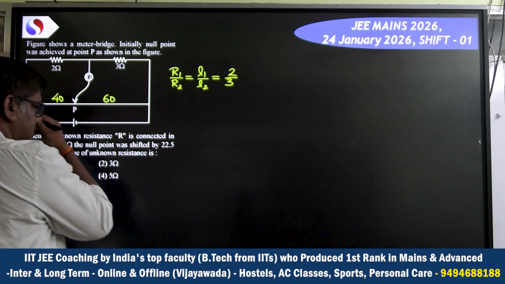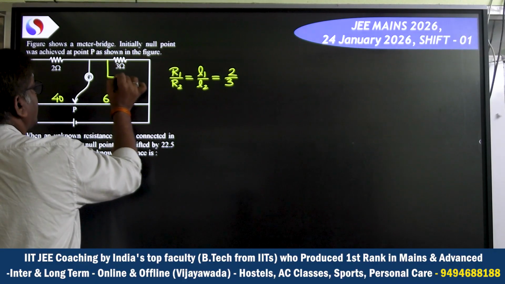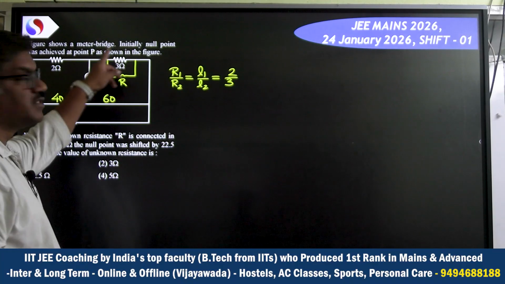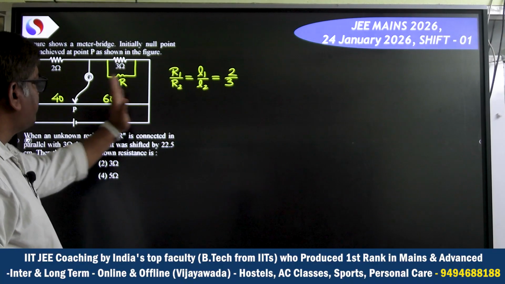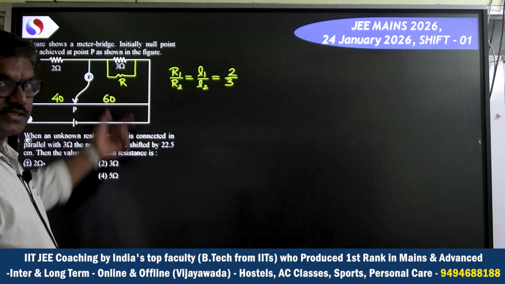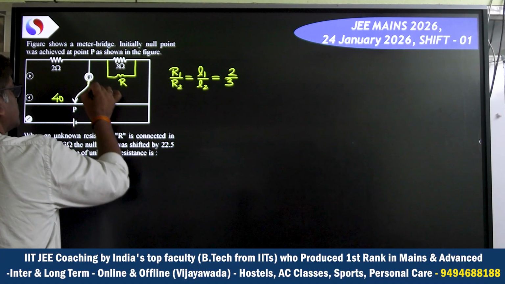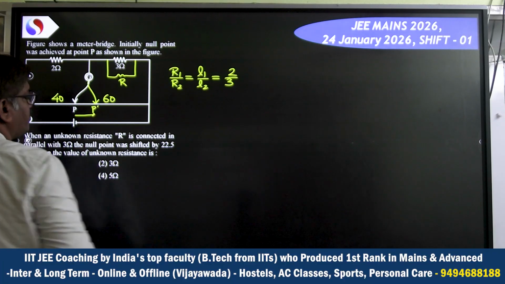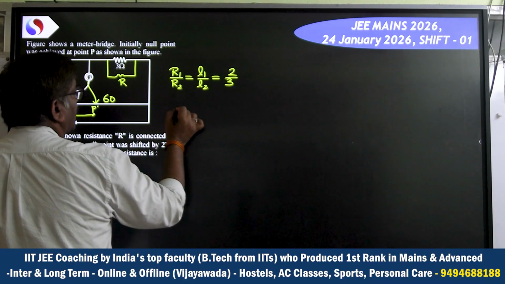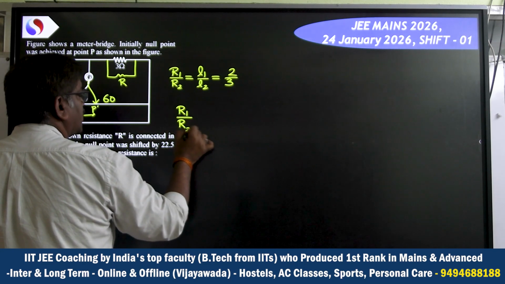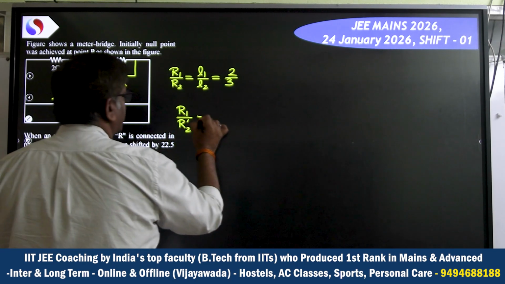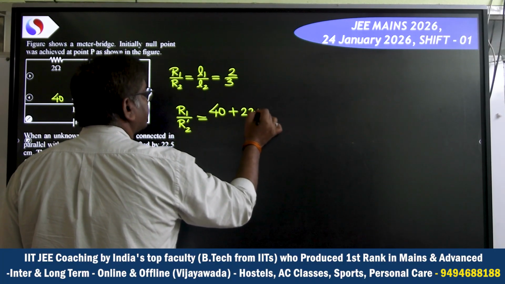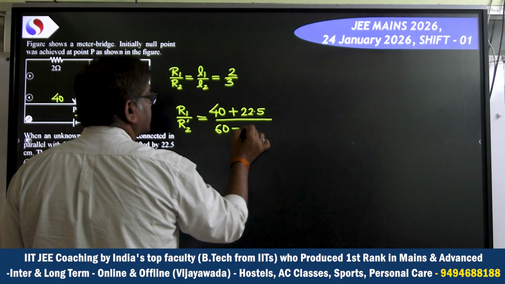Now when a resistance R is connected to this 3 ohm, then the overall resistance will decrease from 3, so that means this length has to decrease by how much? So now the new null point will be achieved somewhere at P dash, which will be shifted by 22.5. That means the new R1 by R2 dash is what? It is the equivalent of these two. That will be equal to, now this is 40 plus 22.5 and this becomes 60 minus 22.5.